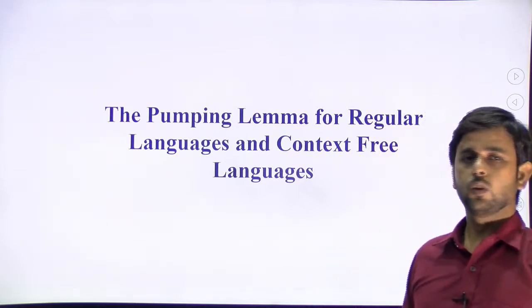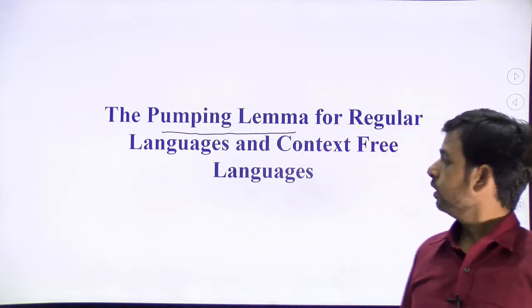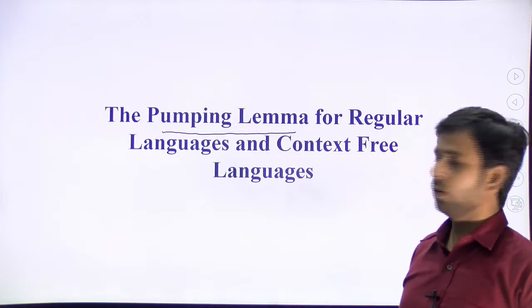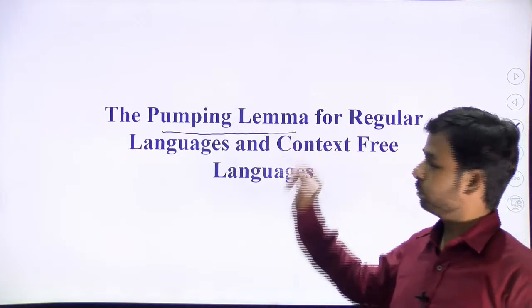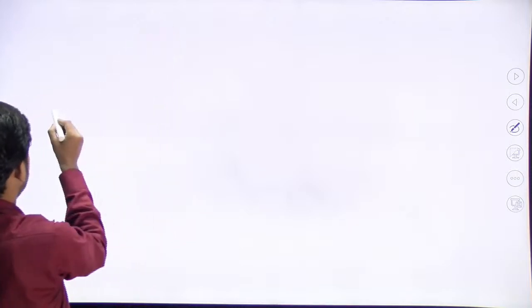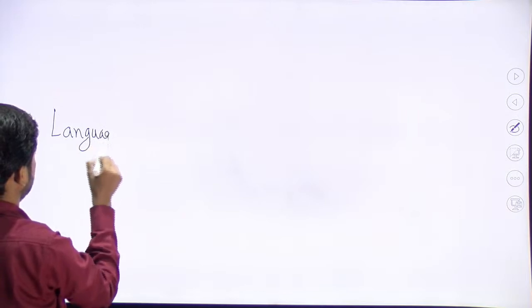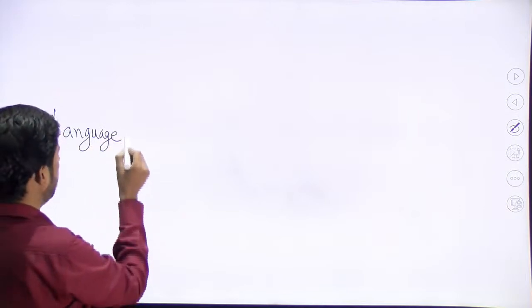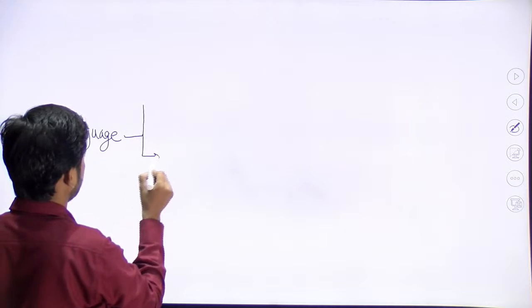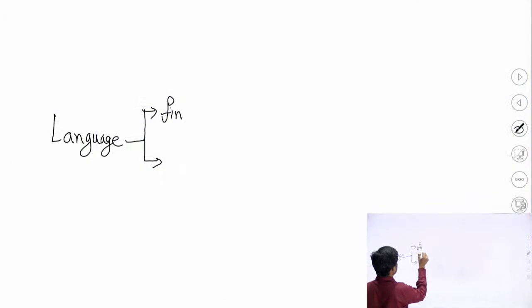Before going into the depth of pumping lemma, let's see some basics of language, why we use pumping lemma and why it is required. We know that a language can be finite or infinite.